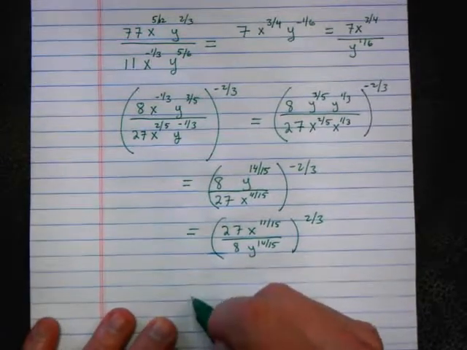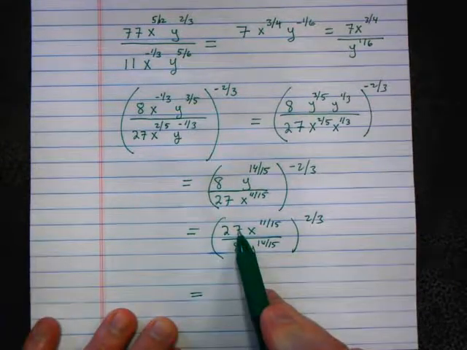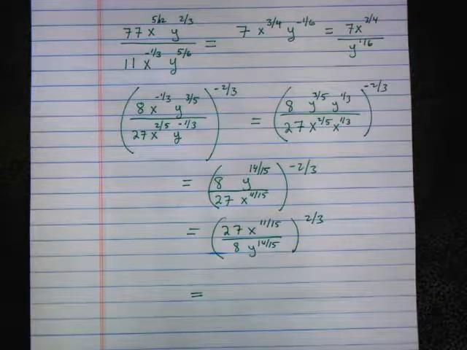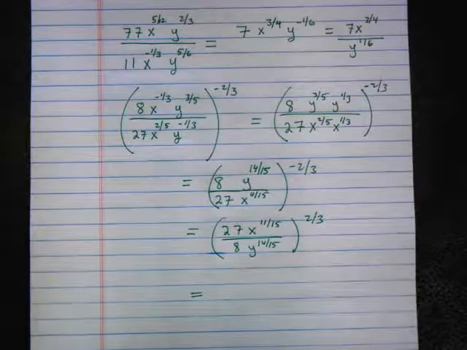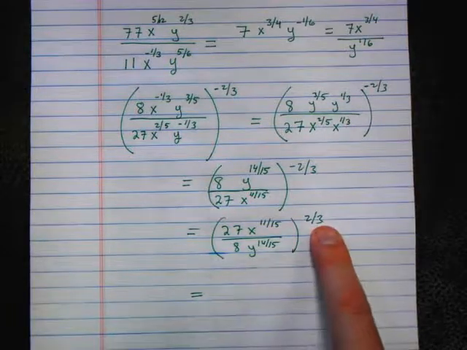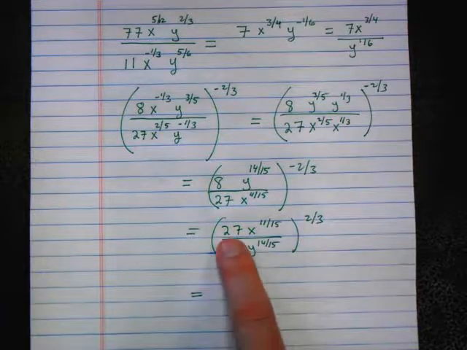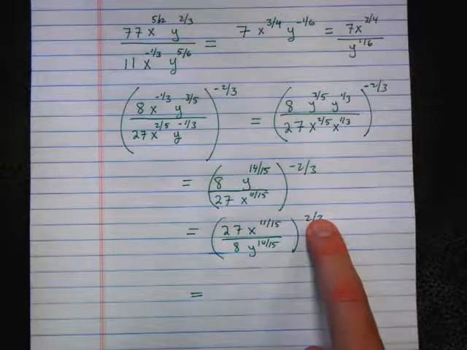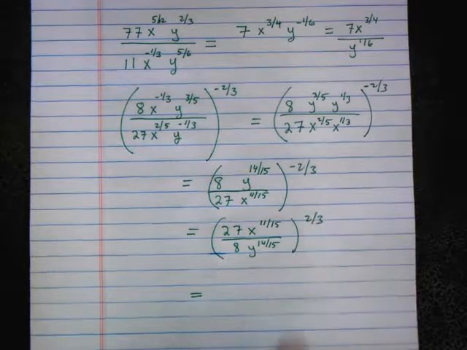All right. So how much is 27 to the 2/3? 18? No, it's not 18. That's 27 times 2/3. What's 27 raised to the 2/3? What's the 3 on the bottom tell you to do? Root. So what's the cube root of 27? 3, and then the 2 on top tells you to square. 3 squared is 9. So that's a 9.